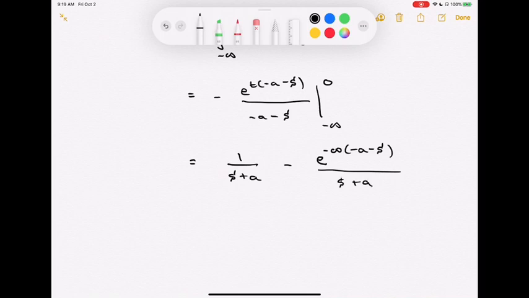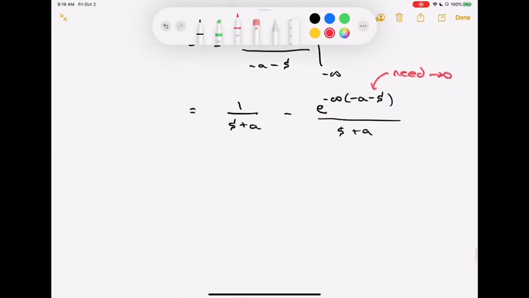I did some combination of some minus signs in there. This guy here, we need to go to 0. We need this to converge, right? That e to the infinity part is problematic. So how do I ensure that that happens? Again, it's all dependent on this term up here.